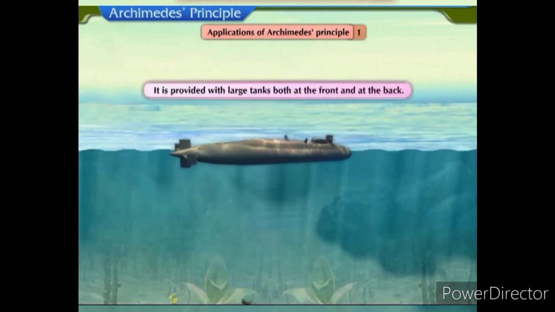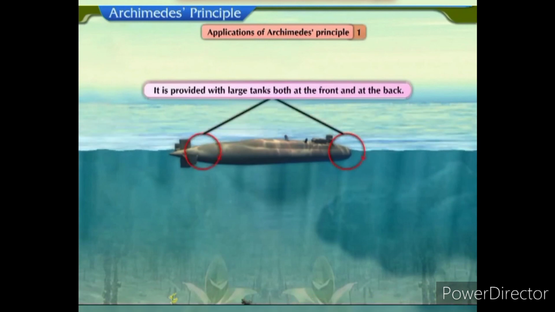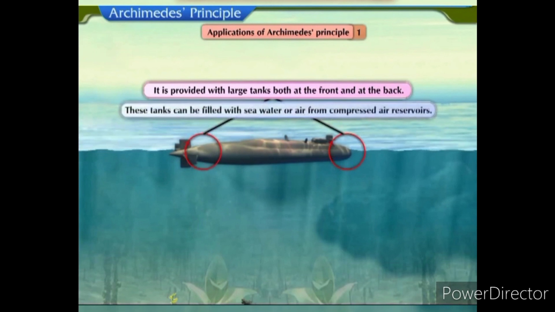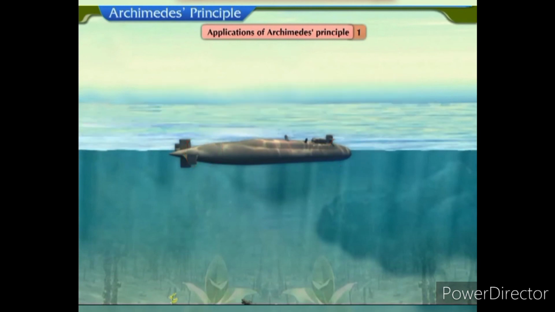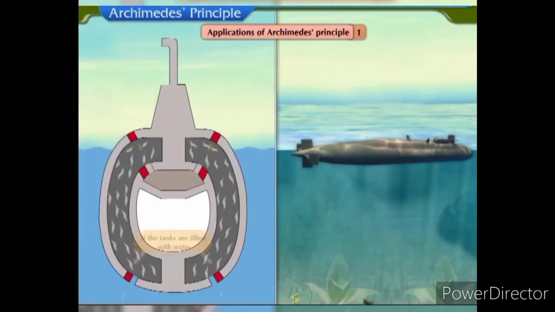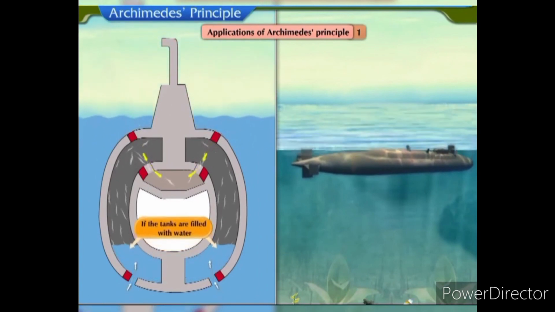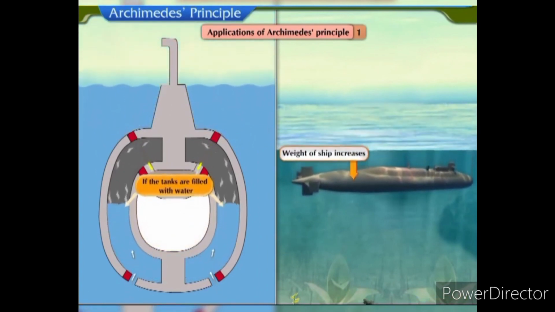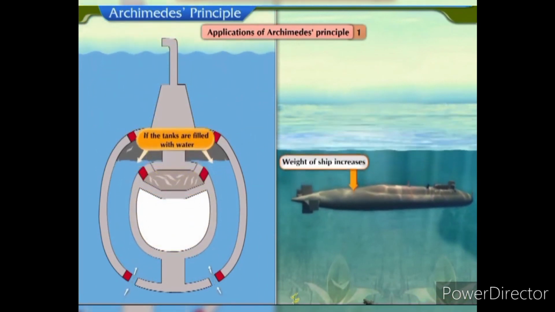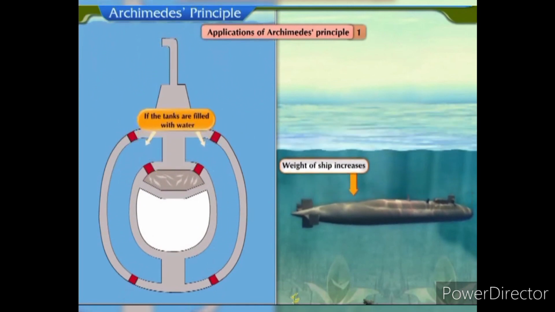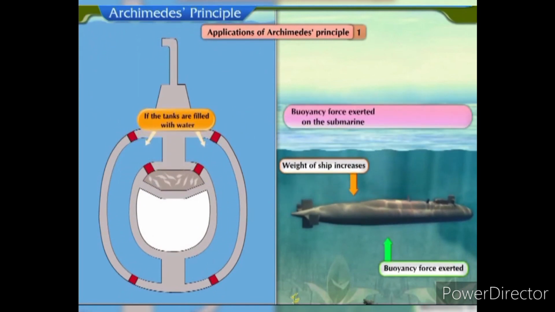It is provided with large tanks both at the front and at the back. These tanks can be filled with seawater or air from compressed air reservoirs. If the tanks are filled with water, the weight of the ship increases and hence it sinks according to the requirement. Hence, the buoyancy force exerted on the submarine is less than the weight of the submarine.